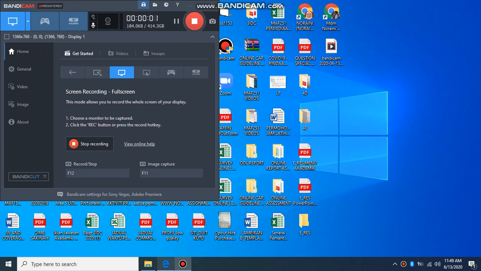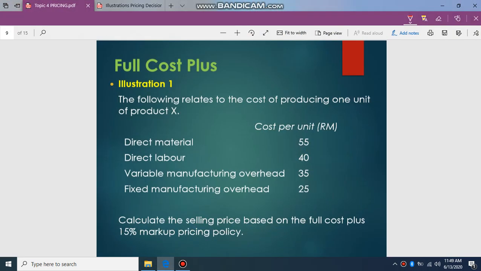From pricing decision, now we see the full cost plus illustration. Based on the illustration, the company is producing one product X. To produce one unit of X, the direct material cost is 55 ringgit per unit, labor 40 ringgit, variable overhead 35, and fixed overhead 25 ringgit per unit. Calculate the selling price based on the full cost plus 15% markup pricing policy.